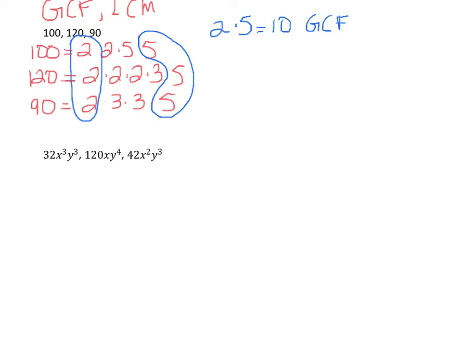Least common multiple is a little bit harder. What I do with least common multiple is I take my first set of prime values and I list them out.